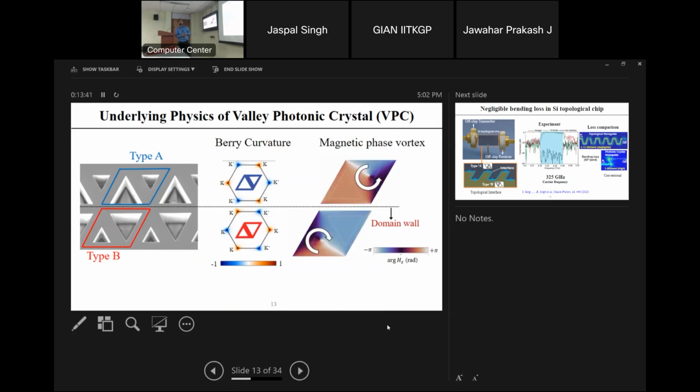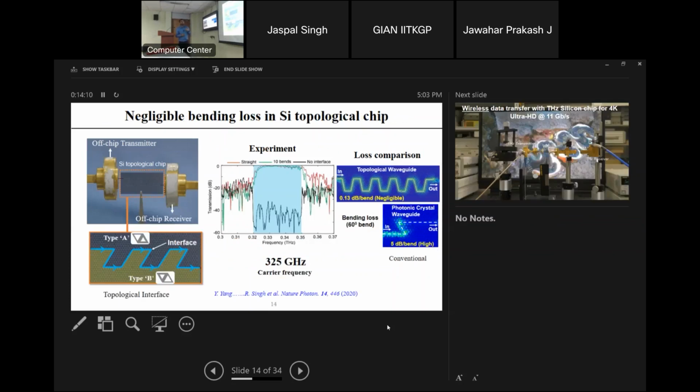So for example, here you can see that this particular unit cell has clockwise rotation, this has anti-clockwise rotation. So naturally, at the domain wall, they will have a tendency to allow the wave to go in the forward direction. If we flip it, obviously it will ask the wave to move in the opposite direction. So this phase vortex is extremely important, and I think one of the basics and core to realize the robust transport. So phase is always important.